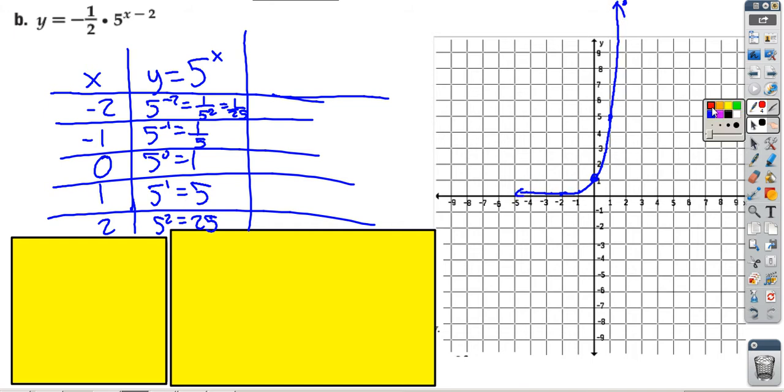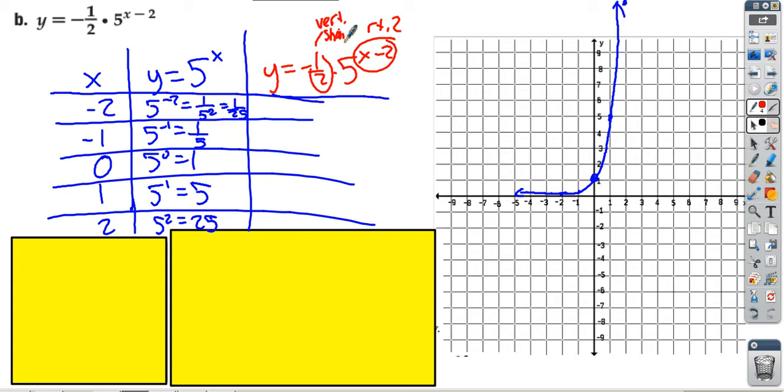Okay, and then let's see what the new function is going to look like. Oops, it's supposed to be a -1/2. It's going to take this original function and do a couple of things to it. This is going to make it move right 2. This is going to vertically shrink it by a half because it's less than 1. If it was greater than 1, you'd stretch it. And the negative is going to reflect it over the x-axis.